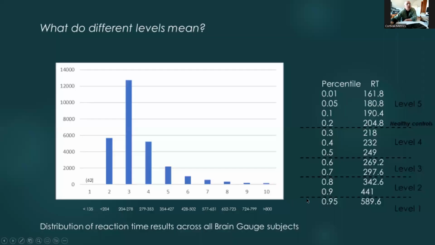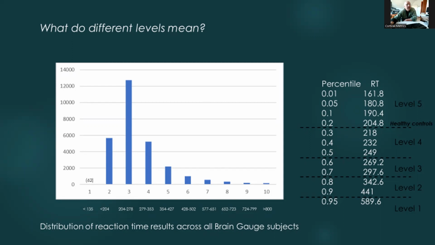And here's a distribution. This is a distribution for reaction time. Reaction time is a really good example. All the distributions look very similar to this for all the different tests, but this is a good example. What you see here is the number of people that have scored on the reaction time test, which is how you derive the speed score. Those who scored less than 135 milliseconds was 62 people. This is out of 25,000 people, so that's how many people we've seen on the Brain Gauge.